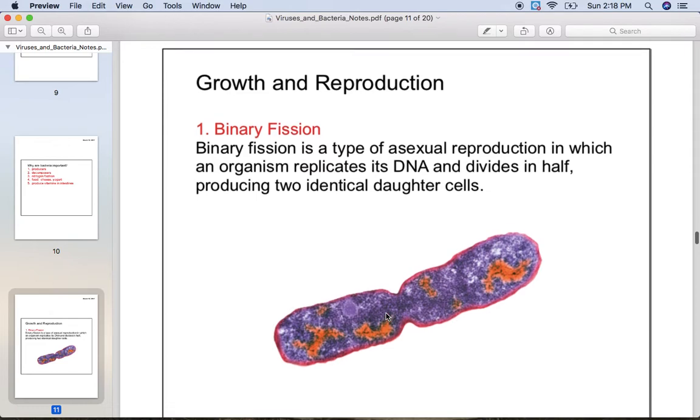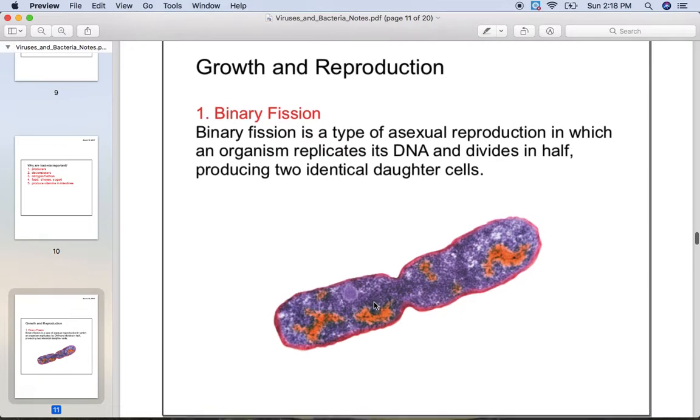So how do bacteria reproduce? Well, they don't need a host cell like viruses do. Bacteria reproduce by what's called binary fission. And binary fission is just basically bacteria dividing in half through the process of mitosis. So it's pretty simple.